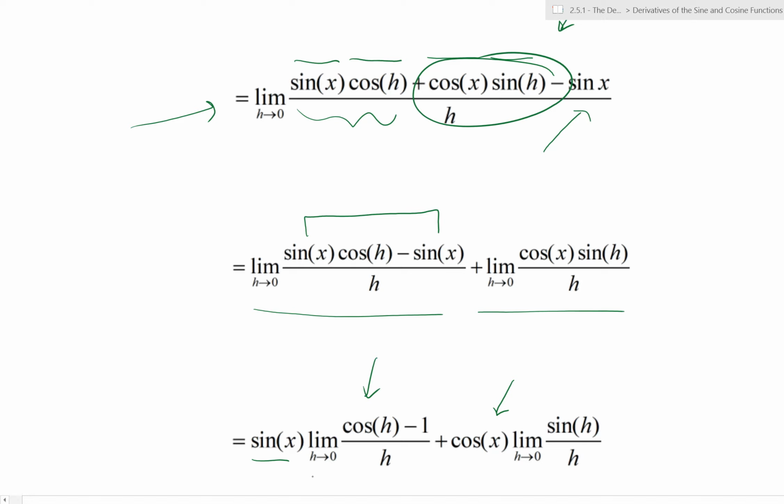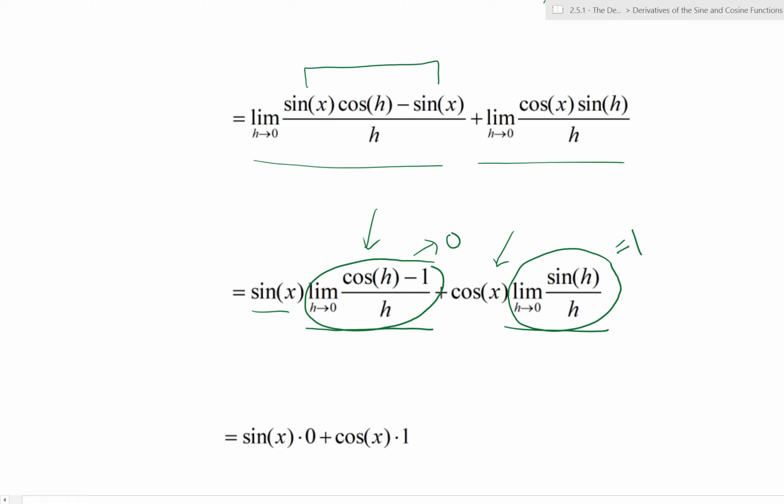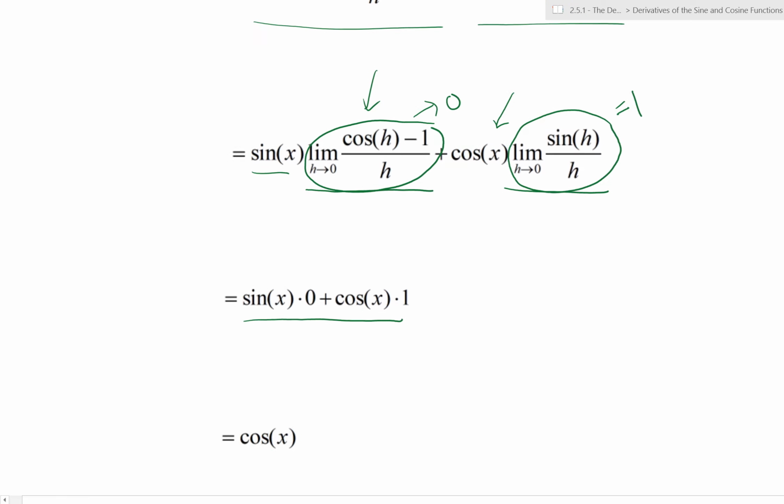And so what we're left with is these two limits that, remember, a moment ago we talked about what those limits actually are. That was that the limit as h goes to 0 of sine of h over h is equal to 1, and the limit as h goes to 0 of cosine h minus 1 over h is 0. And as we can see, if we apply that formula, we get that exact thing I just said. And of course, that simplifies to cosine x.